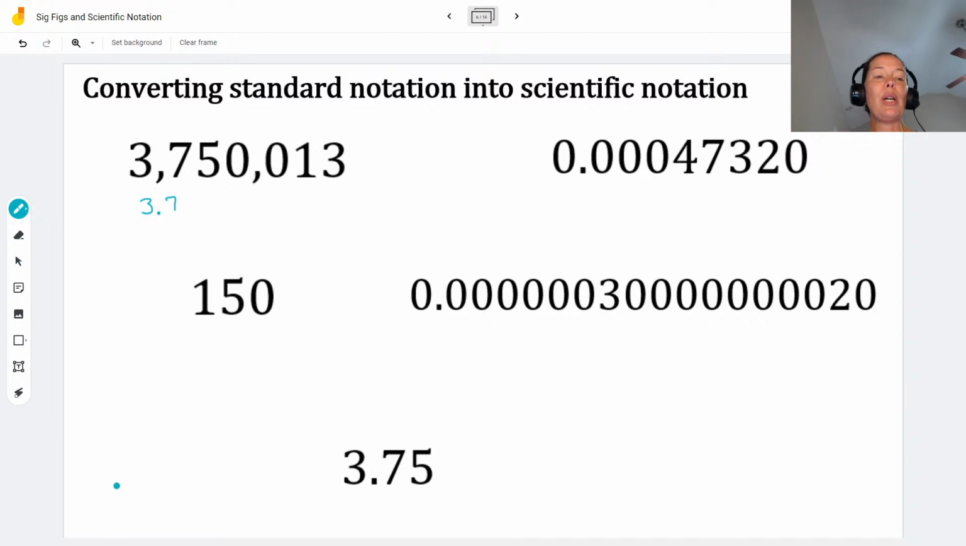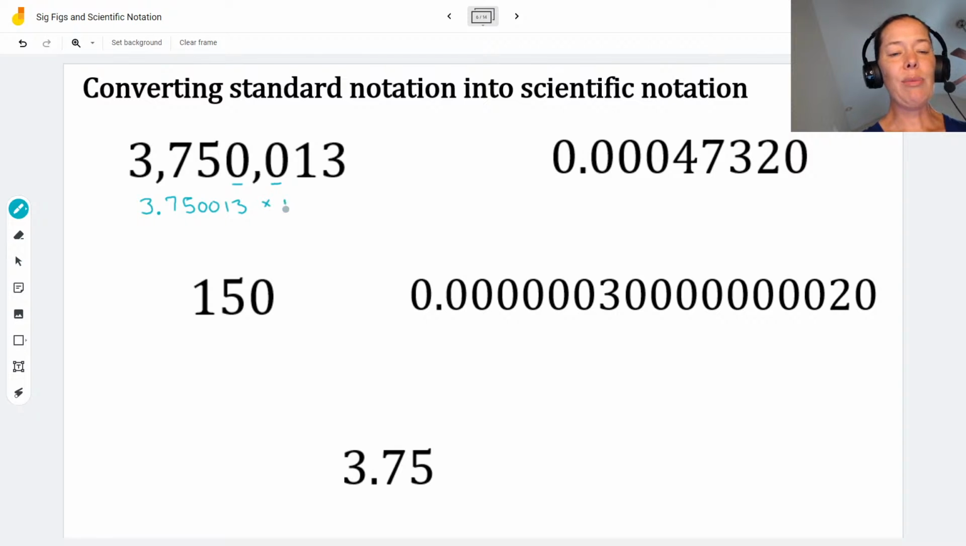Now, at this point, I need to pull out any zeros that are not significant. Well, I have 2 zeros right here. They are captive, so they are significant. So I'm going to write all of these digits down. Okay, so that is the first part of my scientific notation.